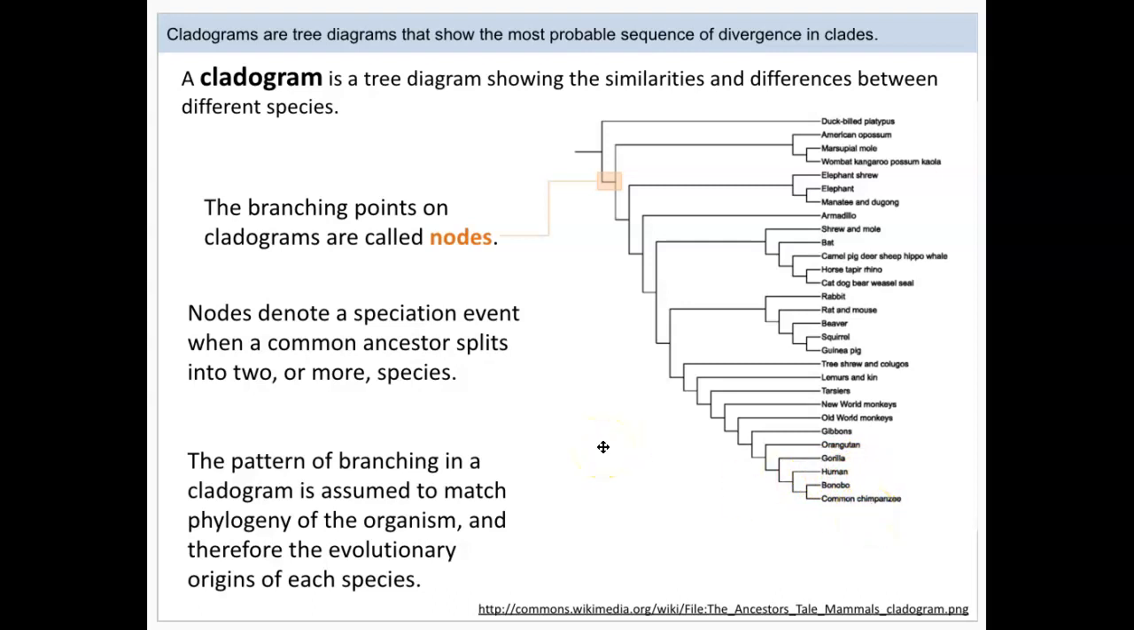Each node shows a speciation event where the common ancestor split into two or more species. On this cladogram, it's only showing two species splitting off, but there are cladograms that would show more than two. So it does not just have to be a splitting of two, it can be a splitting into three, into four. It's just more commonly two. The branching pattern of the cladogram is assumed to match the phylogeny of that organism and therefore the evolutionary origins of each species. So when we learned all that taxa, domain, kingdom, phylum, class, order, family, genus, species, that should correlate with what the cladogram is also showing.